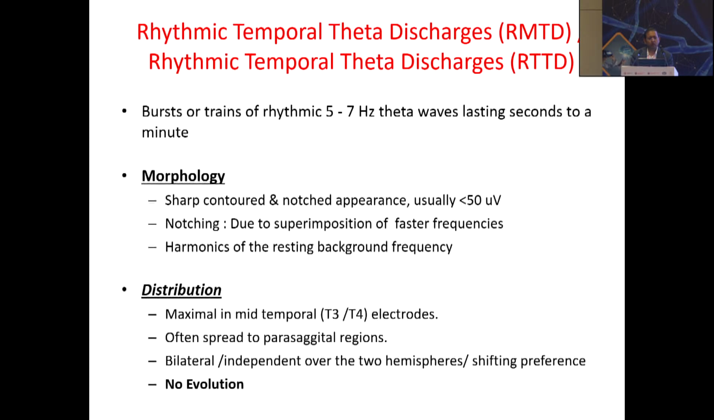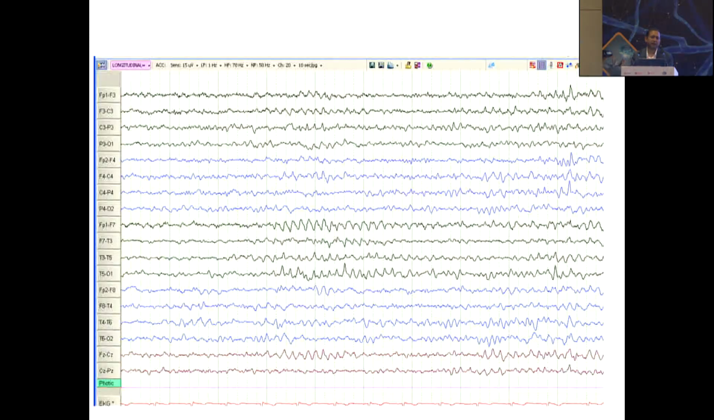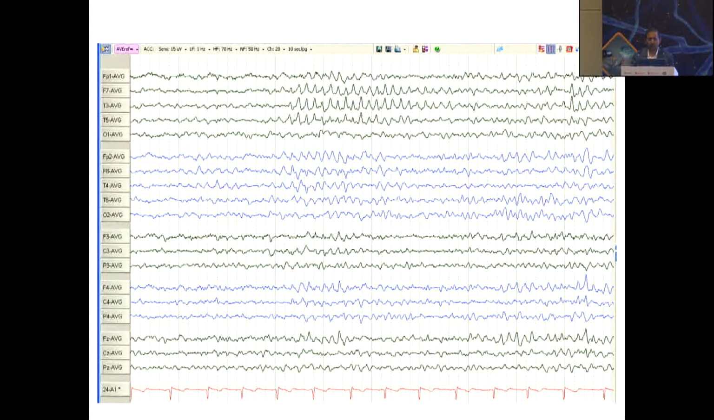And usually more rounded, at times it may be sharply contoured. Maximum seen in the mid-temporal region. Can be unilateral, can be bilateral. So this is a bit sharply contoured, seen in the left side temporal region. In the referential, it is better seen. You can see this theta range rhythmic activity, practically no change in the frequency or amplitude.